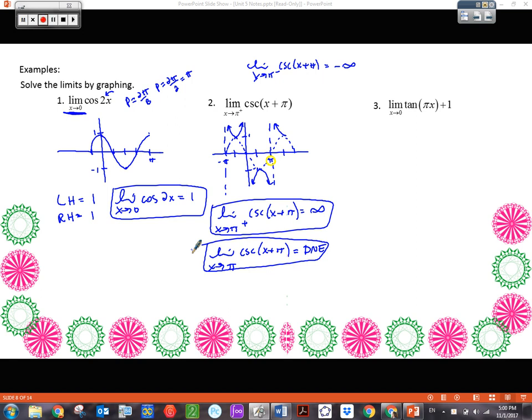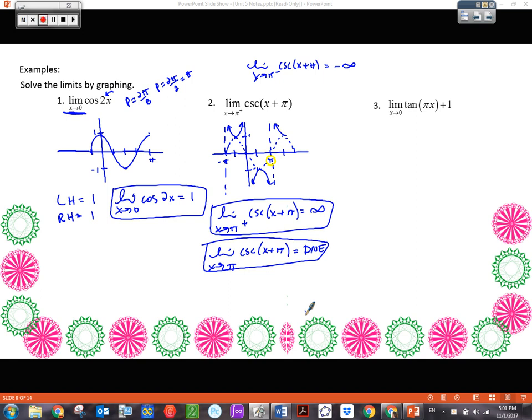Now, I want to clarify here. Just because we're going to infinity, that's not why it's a DNE. It's really important for us to indicate what direction we're going. If we were looking at a situation where from both sides we were going to infinity, then our answer would be equals infinity, although we all know we can't equal infinity. So that's just a little nuance I need you to be aware of.